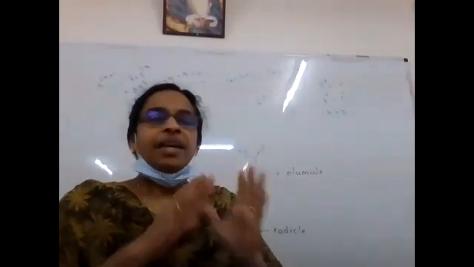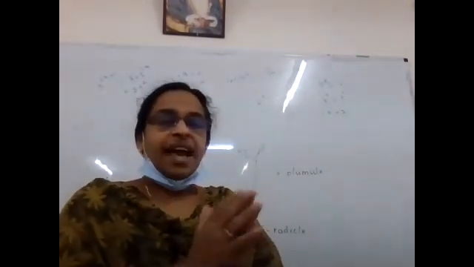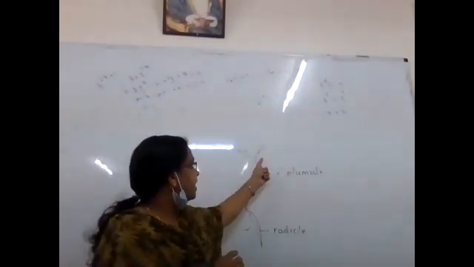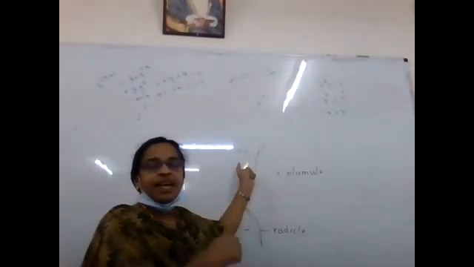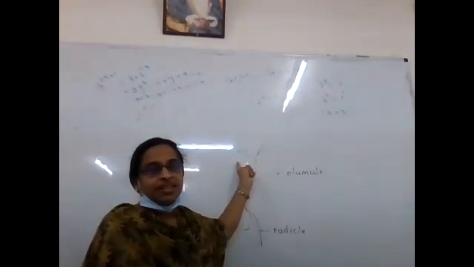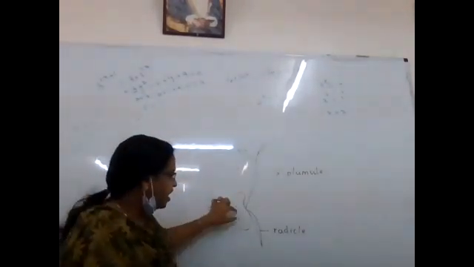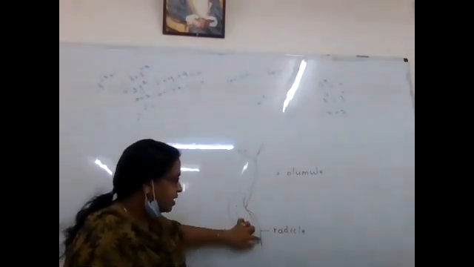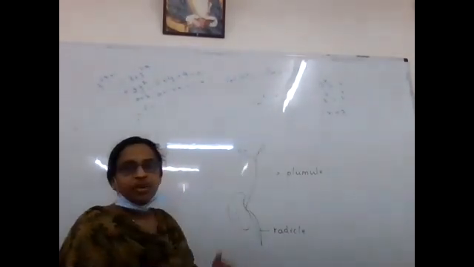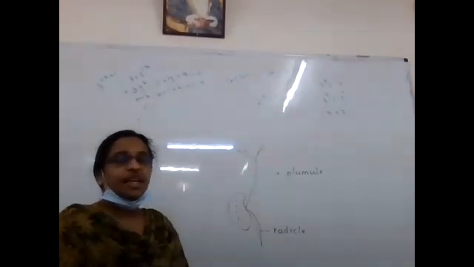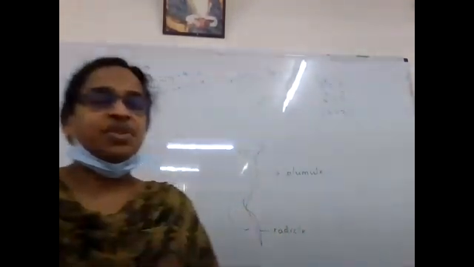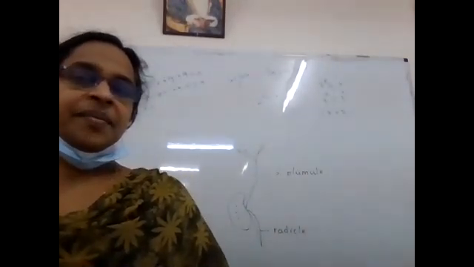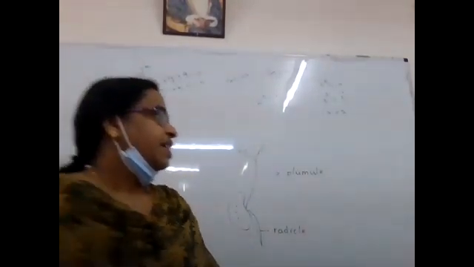Yes. So the seed has to give food till the shoot gets leaves and it can make its own food. Till that time, the food in the seed will be utilized by this radicle and plumule. That is why seeds are storing food. Got it? Okay.